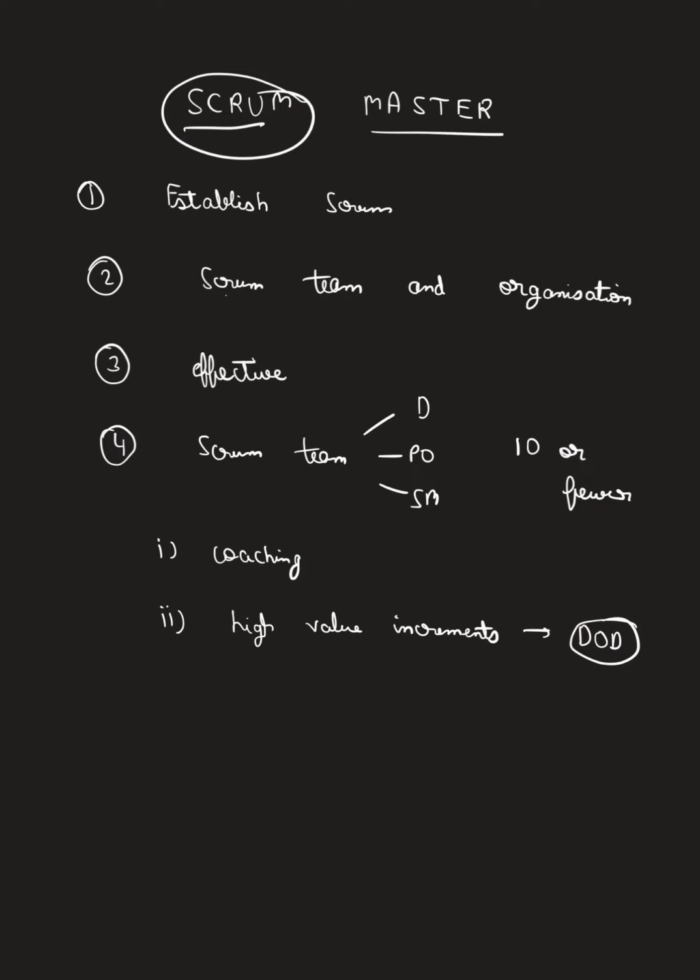I told you in the previous lecture also, definition of done means how your product is acceptable. Some teams might say that definition of done means it is manually tested by the product owner. Okay, it could also be the case. If you have run all the automation, if you have done all the manual testing, that's how you can write the definition of done. So the Scrum Master helps in creating the high value increments.